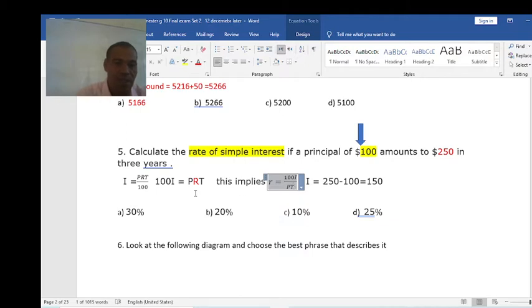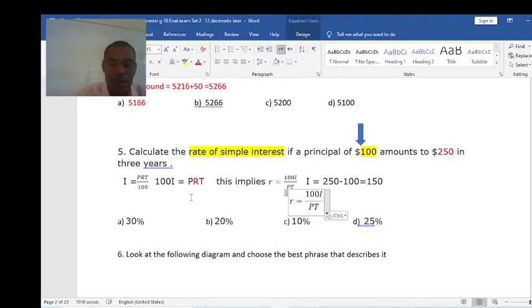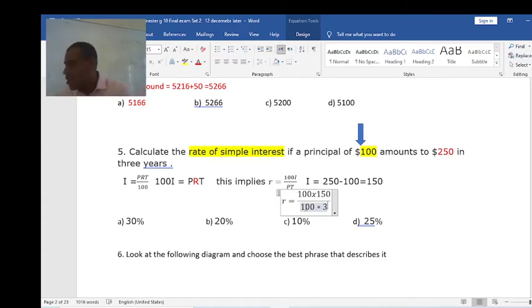So I'll just write here R equals 100I, which is 100 multiplied by 150, divided by P, the principal, which is 100, multiplied by 3. This is just calculation. We have 100 multiplied by 150, then I should divide this by 300. So it will be 50%.